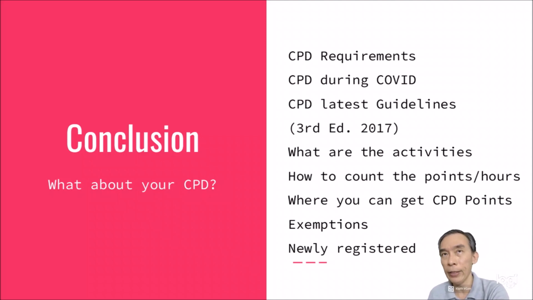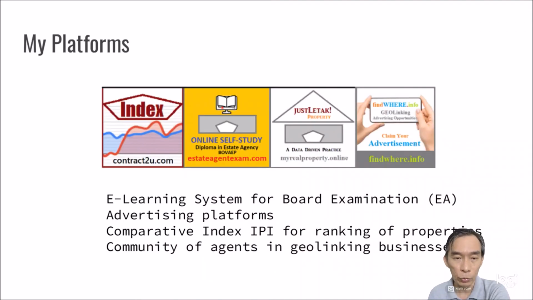So if they do not practice in the whole preceding year, then the CPD points required are according to the length of time. So if he only practiced 6 months as a registered estate agent in the preceding year, then the points will be 5 CPD points instead of 10.